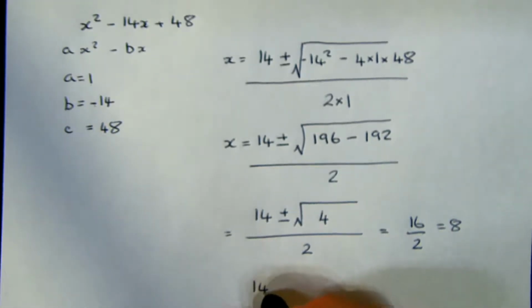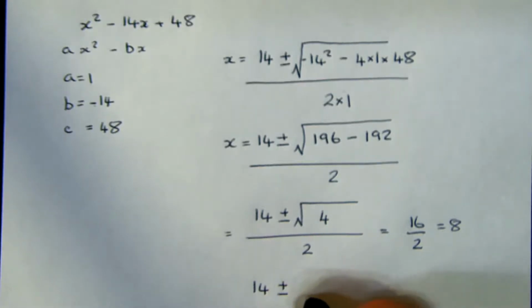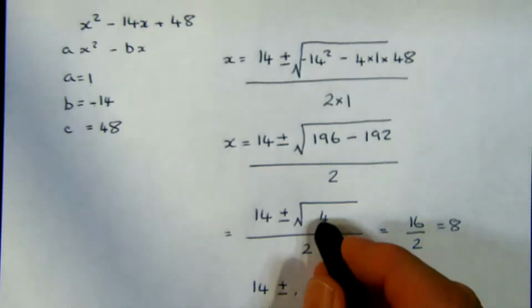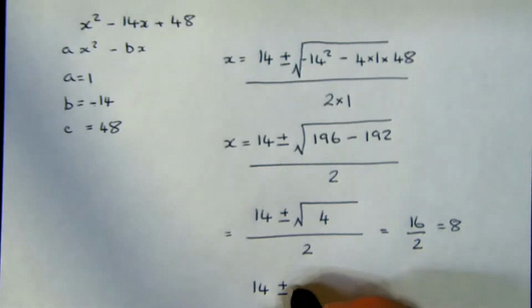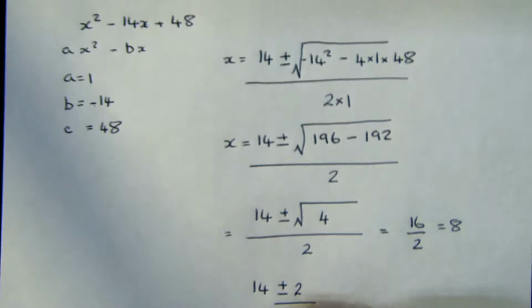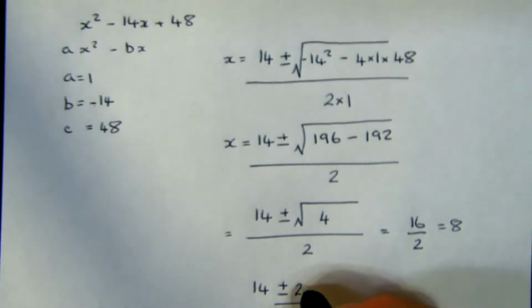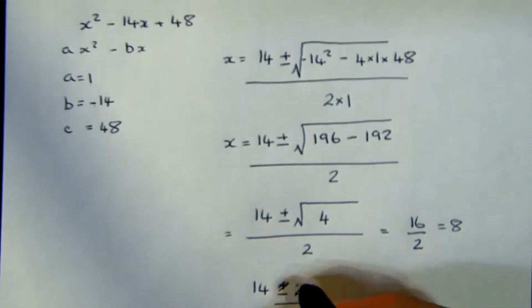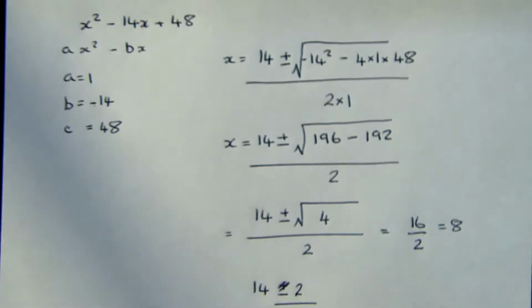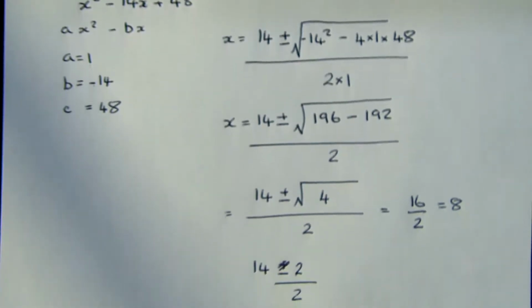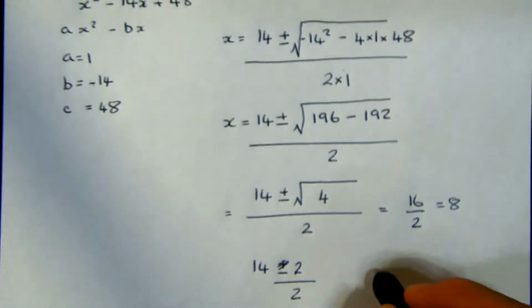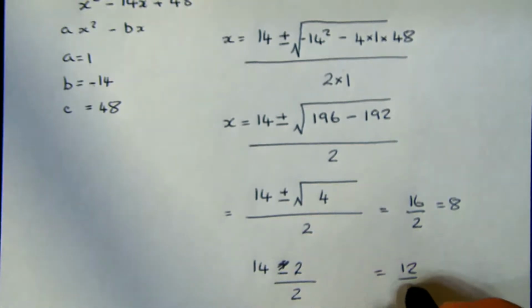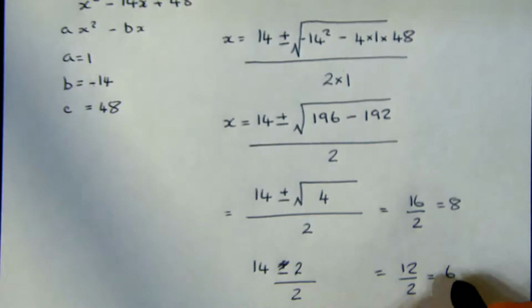And then I've also got 14 plus or minus the square root of 4, which is 2, over 2. So this time we're going to do the minus 2, which is going to give me 12 over 2, which gives me 6.